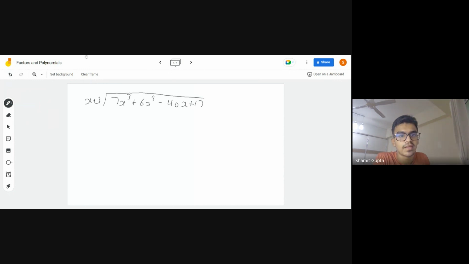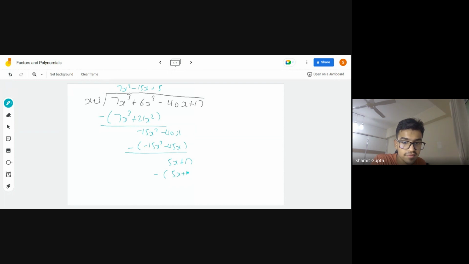So if you have time, pause and try solving this. But very quickly, you will get a remainder in this. If you want to do long division, you get 7x squared. Long division is, in my opinion, the best way. 7x cubed plus 21x squared, this becomes negative 15x squared, minus 40x, you bring it down. So you'll get minus 15x squared minus 45x. You'll get minus, positive, so 5x plus 1. Then plus 5 will become minus 5x plus 15. So it'll give you 2.